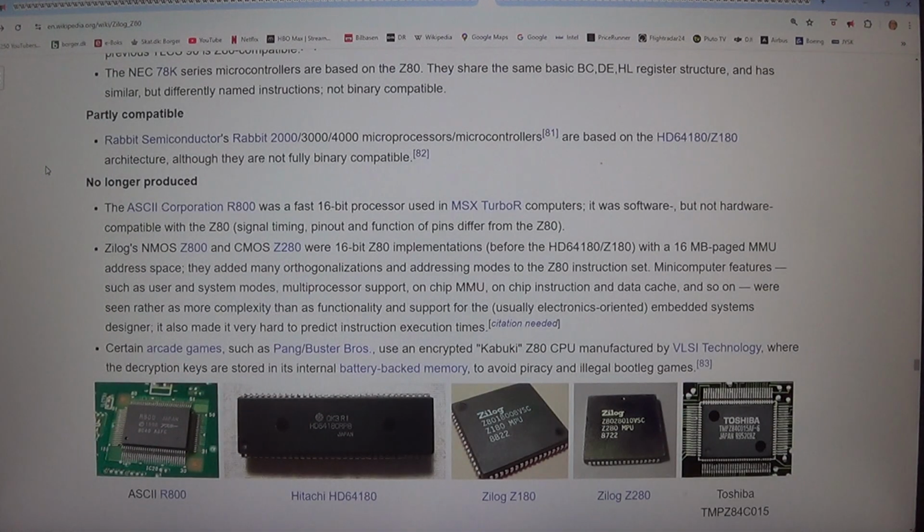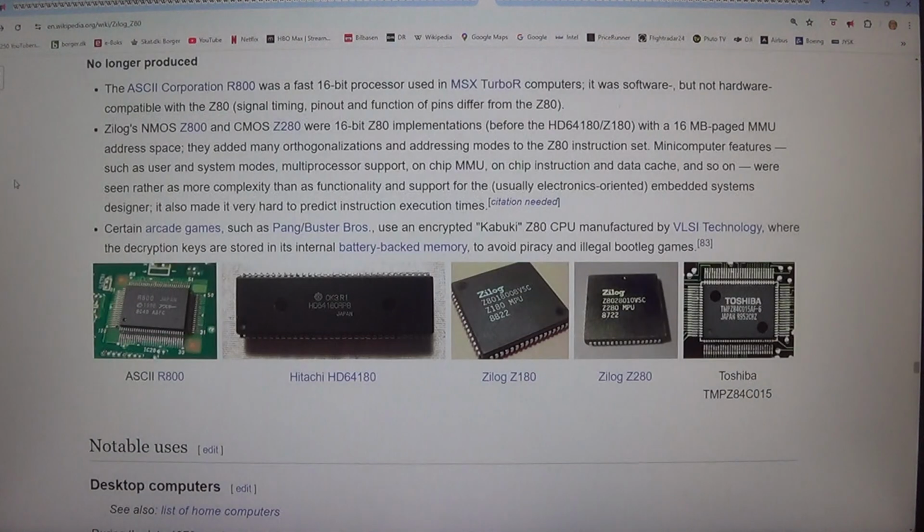Partly compatible. 1. Rabbit Semiconductor's Rabbit 2000/3000/4000 microprocessors/microcontrollers are based on the HD6418/Z180 architecture, although they are not fully binary compatible. No longer produced. 1. The ASCII Corporation R800 was a fast 16-bit processor used in MSX Turbo R computers. It was software, but not hardware compatible with the Z80. Signal timing, pinout and function of pins differ from the Z80.